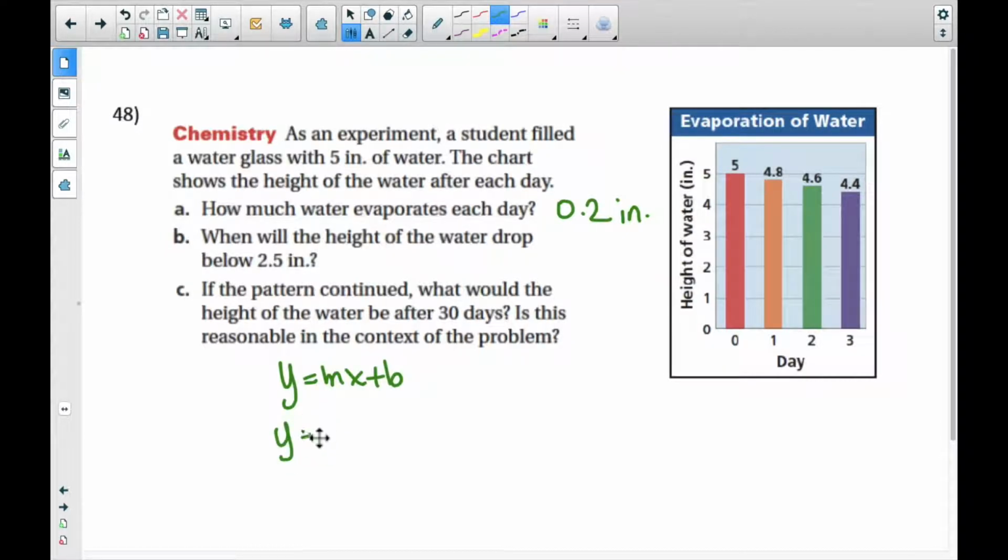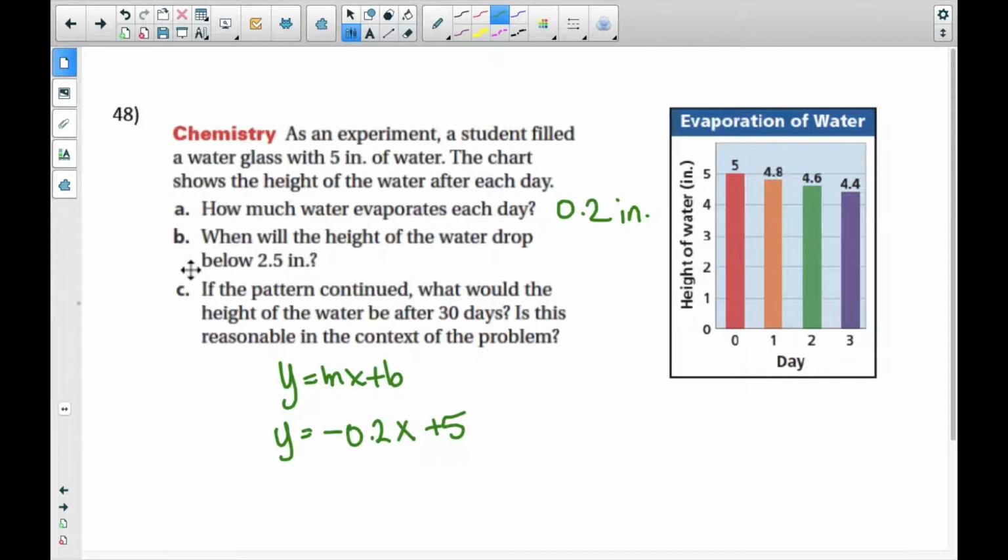Y is going to be over here. My m is my rate of change. My rate of change here is it's going down 2 inches every day. My b is my starting point, and I start at 5.